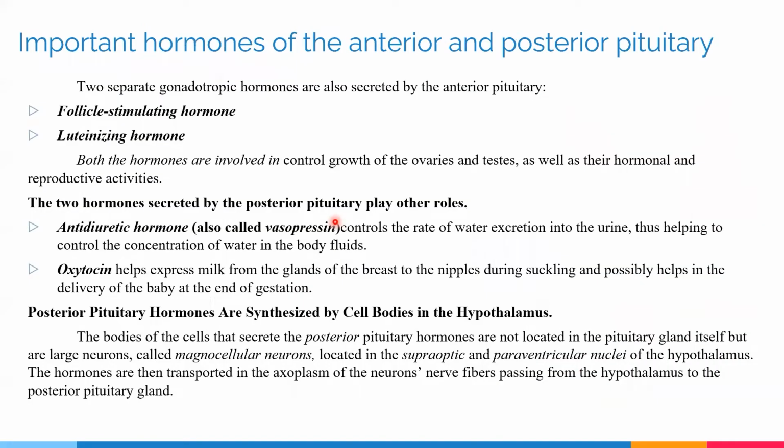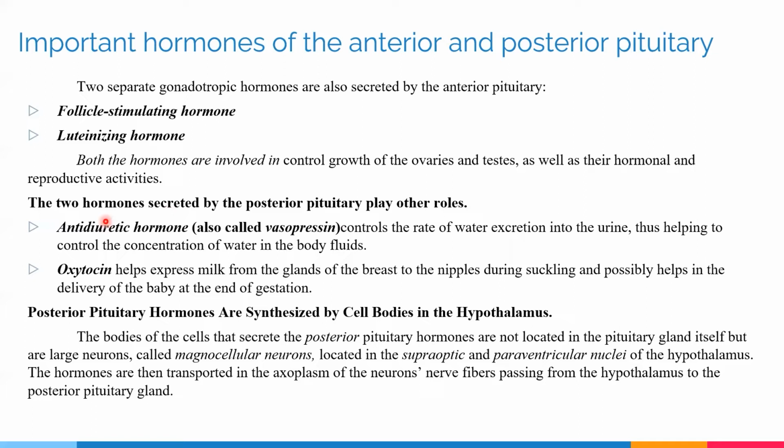Next, we move on to other important hormones from the anterior and the posterior pituitary. Two separate gonadotropic hormones are also secreted by the anterior pituitary. Gonadotropic means that the hormones affect the gonads, that is the testes in males and ovaries in females. These hormones include the follicle stimulating hormone and the luteinizing hormone. Both the hormones are involved in the controlled growth of ovaries and testes, as well as their hormonal and reproductive activities.